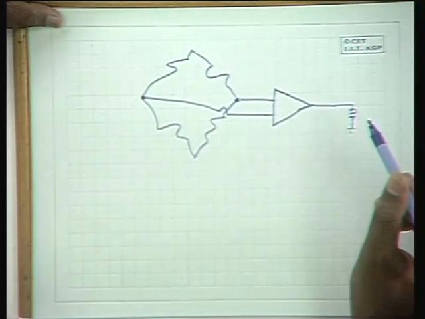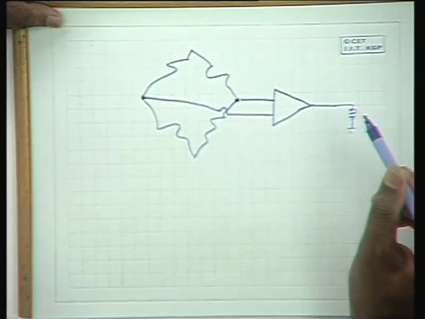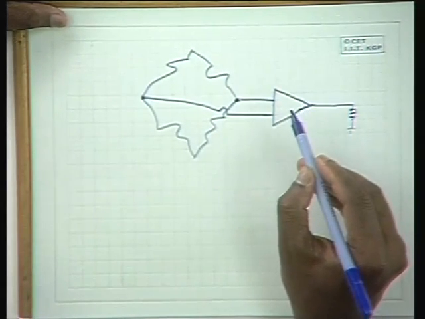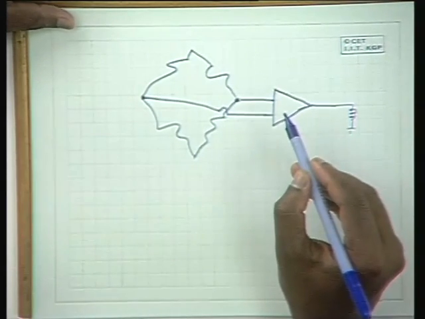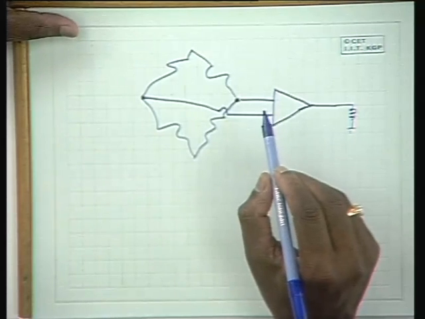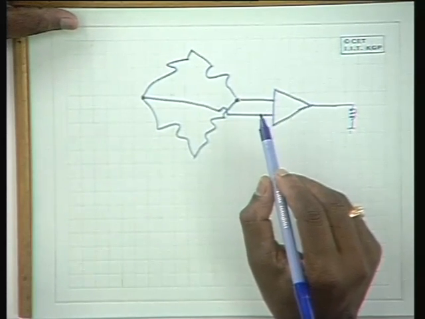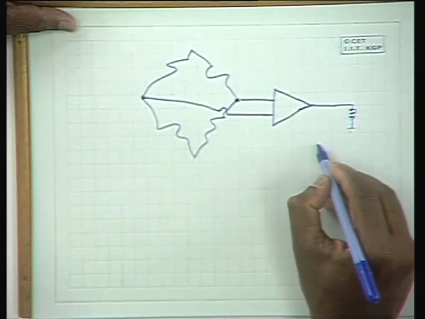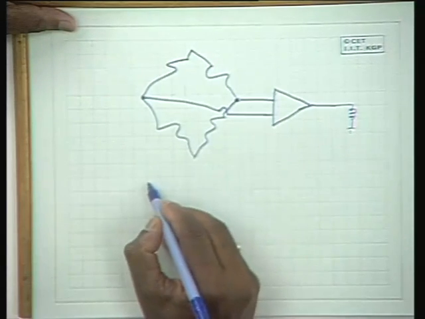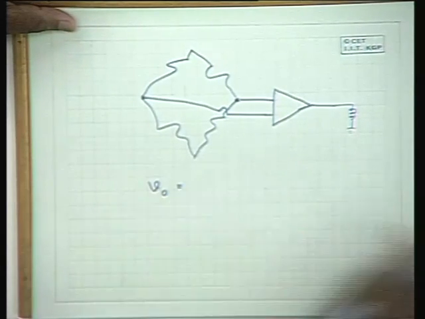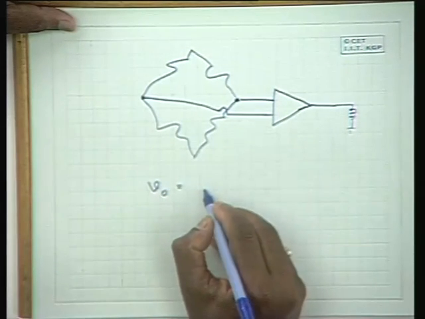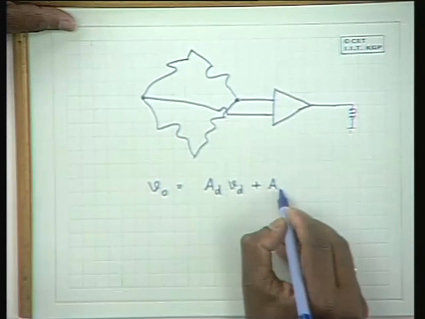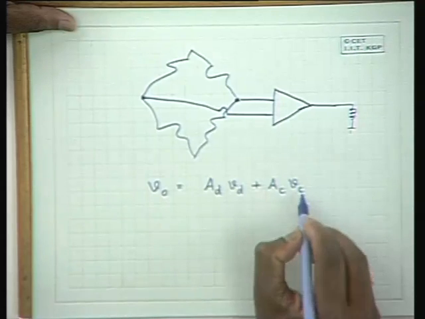But here the amplifier may amplify the common mode voltage. So the common mode voltage also is amplified, but if the difference amplifier has a very high common mode rejection ratio and the common mode signal itself is low, then the output has a very low common mode component and a strong differential component. The output is equal to the differential gain multiplied by the differential signal plus the common mode gain multiplied by the common mode signal.